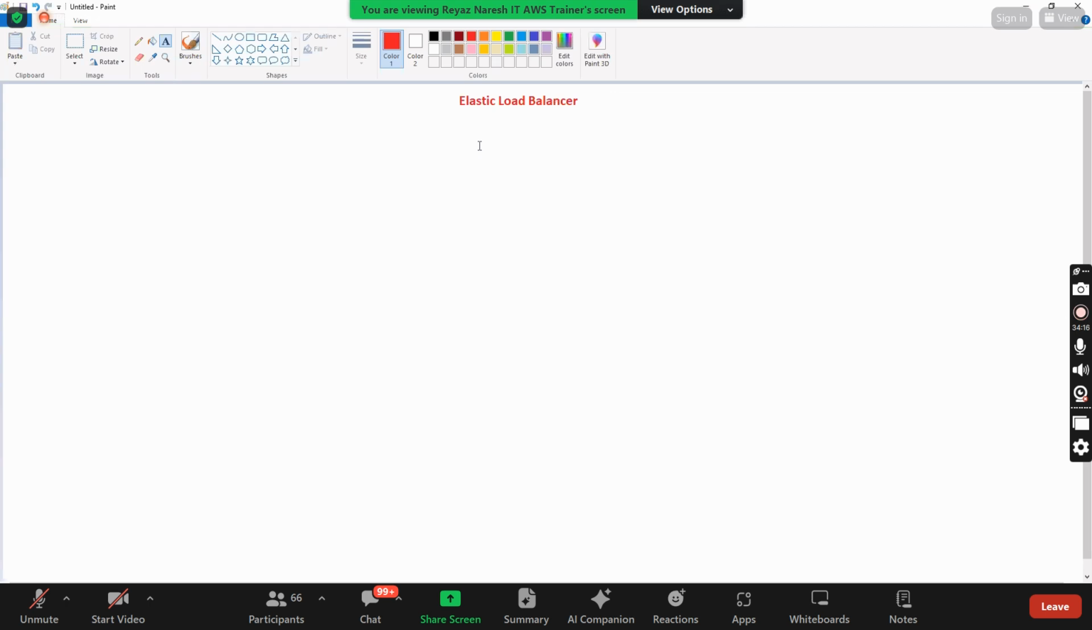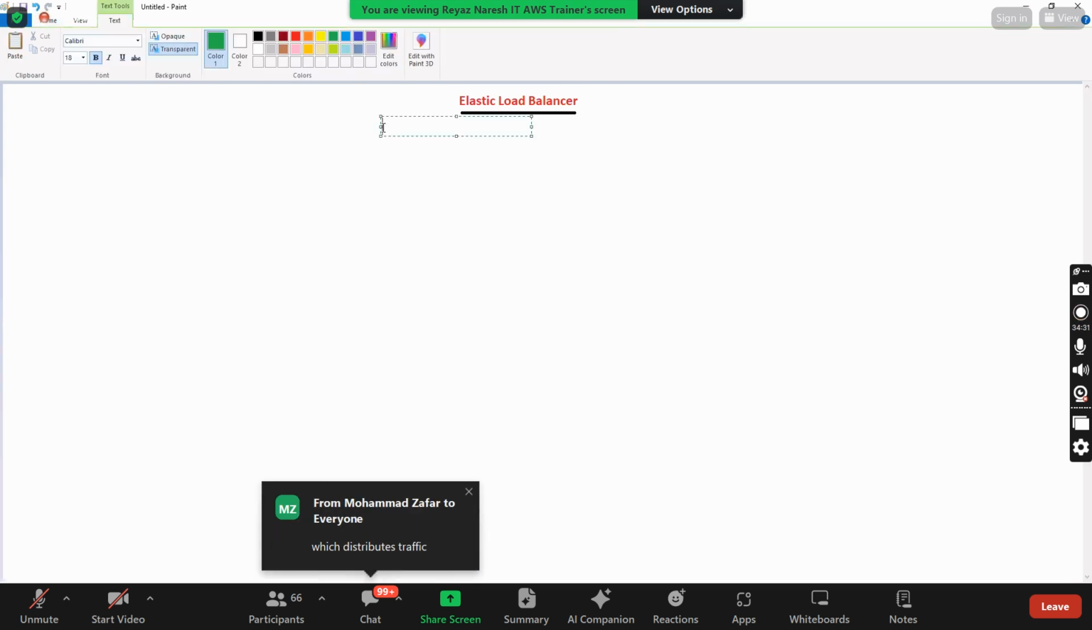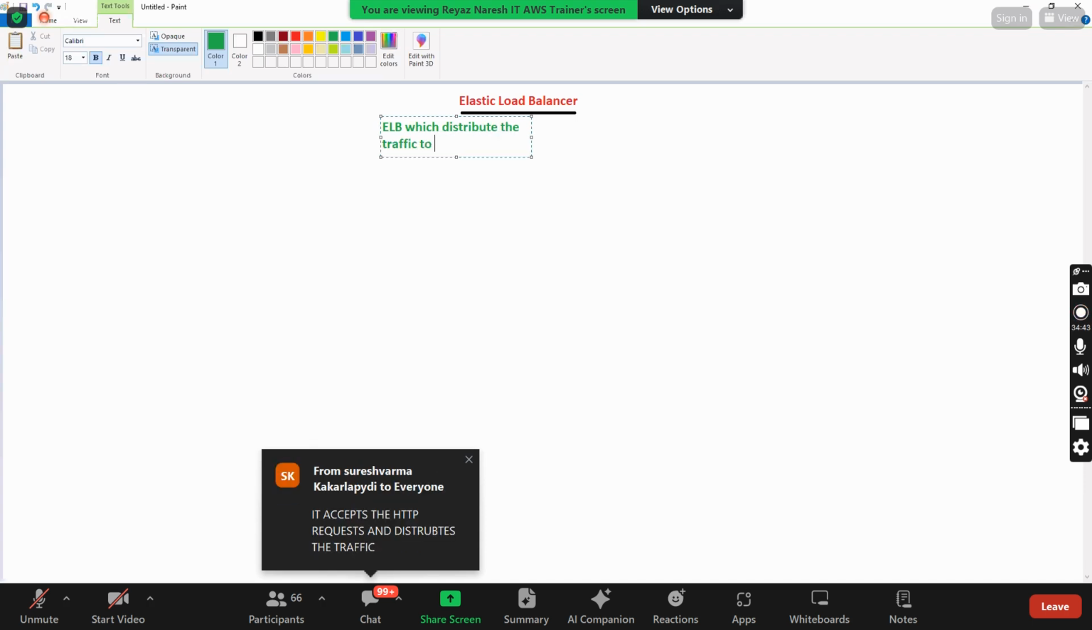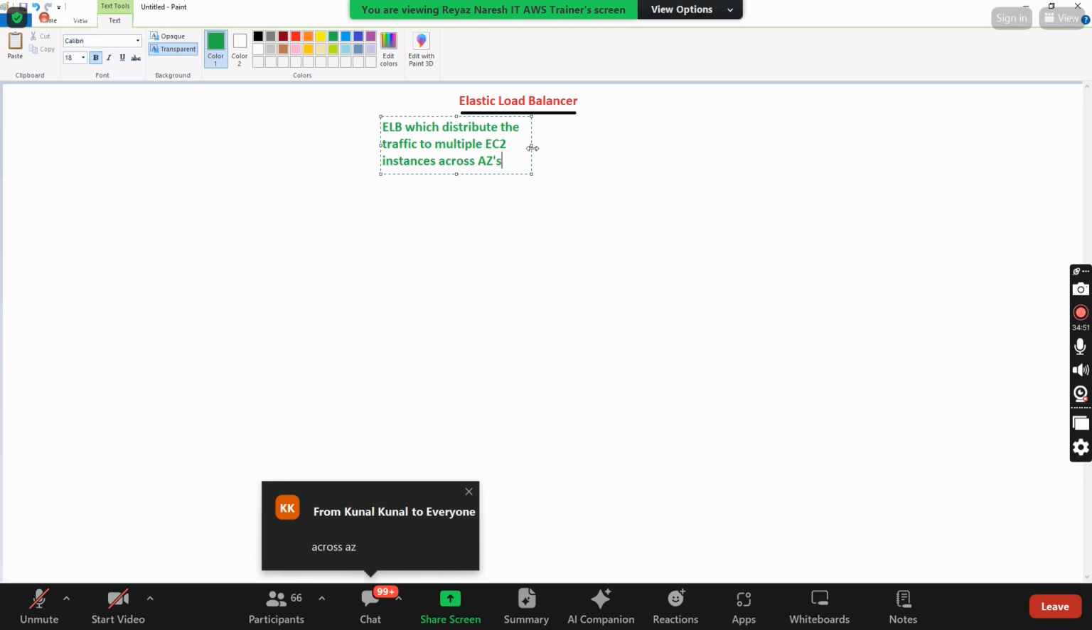And first of all, you tell me, what is a load balancer? What is the definition of it? One more time, slowly. Tell me, what is ELB? I want to write. So ELB distributes the traffic to multiple EC2 instances across availability zones. Very good.